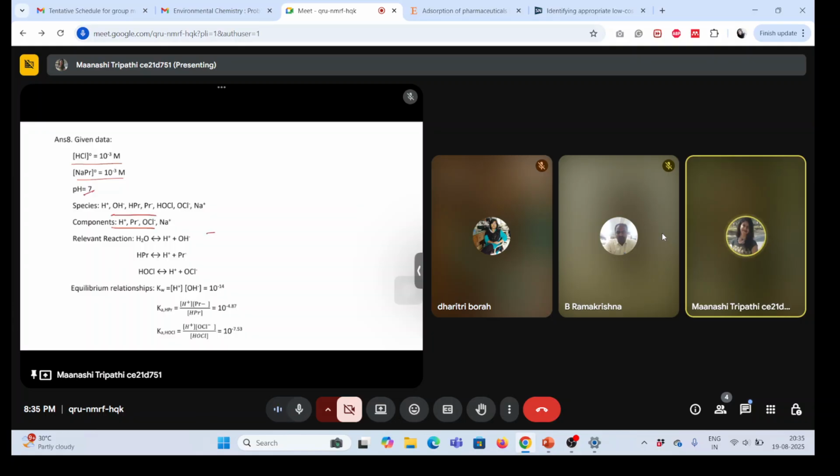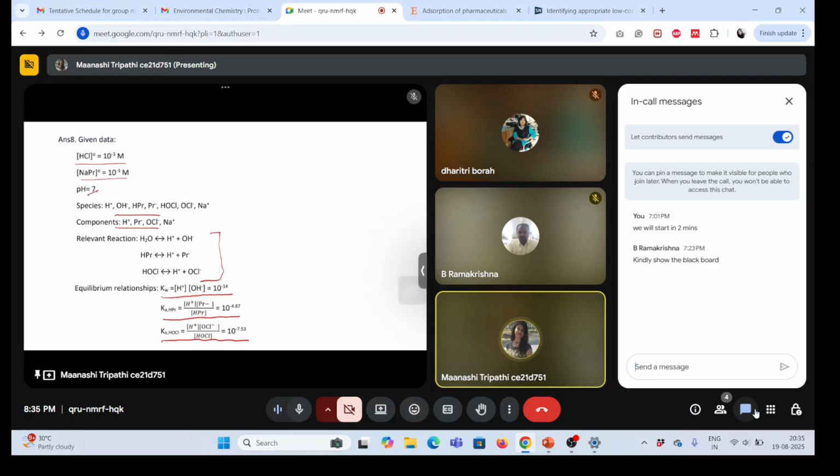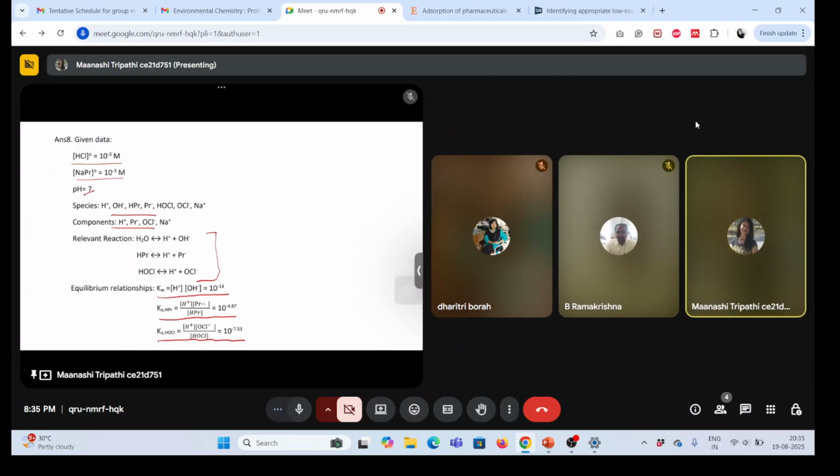Coming to the relevant equations, we can form different relevant equations for that, right? So the equilibrium relations: Kw is equal to 10 raised to power minus 14, KOCl is given and KHCl is also given. These things are given. So please note this down, and then I'll show you the next slide to start the question. Please note these values down. At least these things you should note down. And species and components.